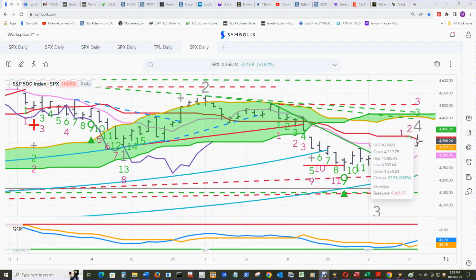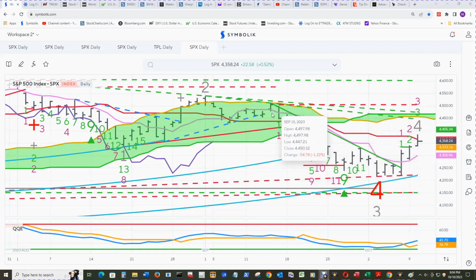If it goes over the baseline, that's another big time plus and a buy signal. Then it's above the cloud, and that's a whole different story up here. A lot of resistance levels. We'll get to that later.